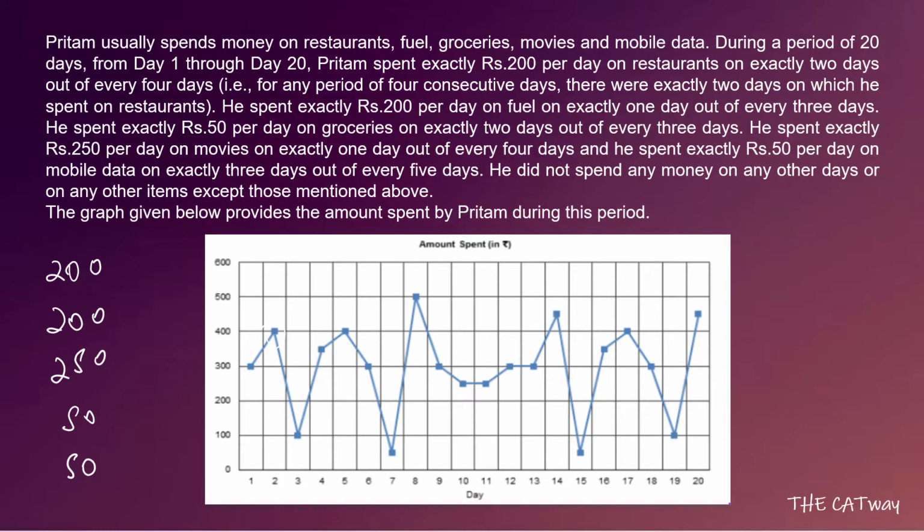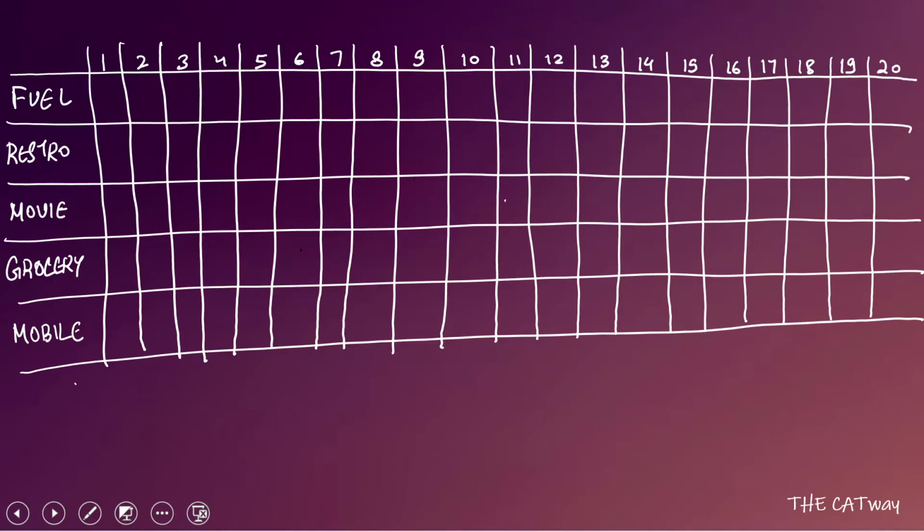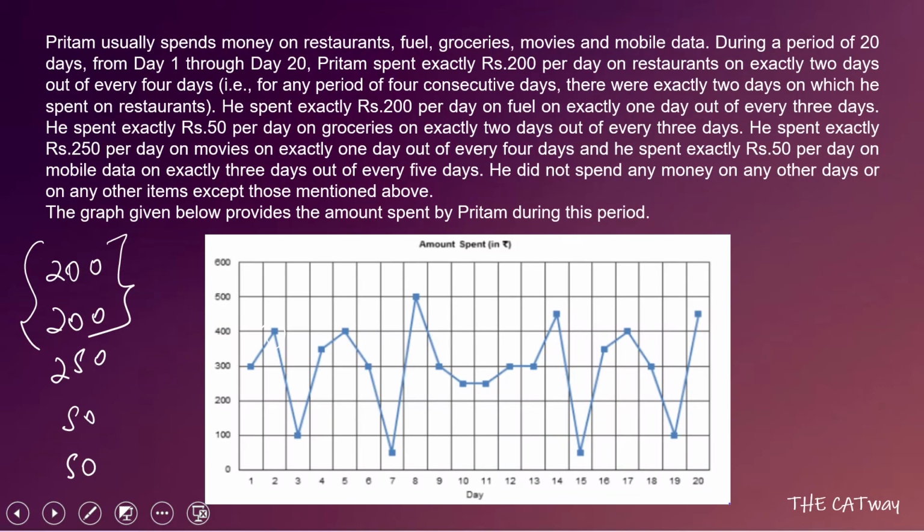Now 400 can only be obtained by using 2 times 200. So 2 times 200 means 200 rupees spent on restaurants and 200 rupees spent on fuel. So for 400 rupees, that is the only combination. That means for day 2 it will be fuel and restaurants, and none of the others, because exactly 400 has been spent and 400 has been covered by fuel and restaurants. So for every place where 400 is there, we can fill in this data.